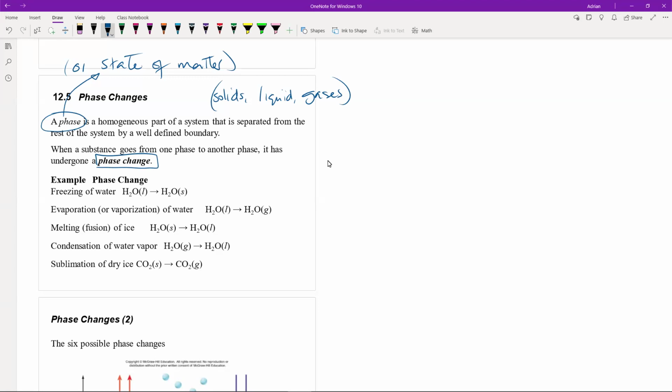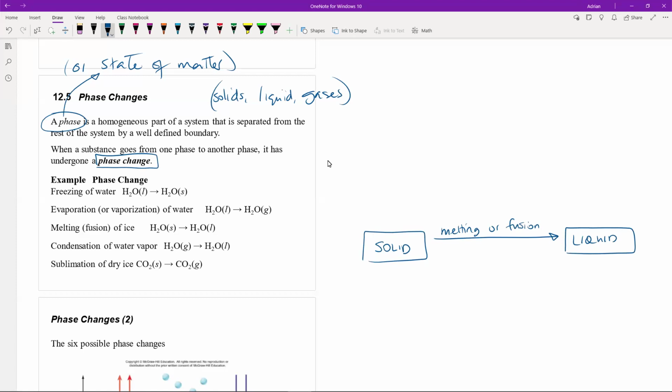So if we start off, let's just say we have a solid, and that solid turns into a liquid, right? So we have a change in phase. That process going from a solid to a liquid, that is called melting. Or a more technical name for it is fusion. And we'll see the word fusion a lot more frequently from this point onwards.